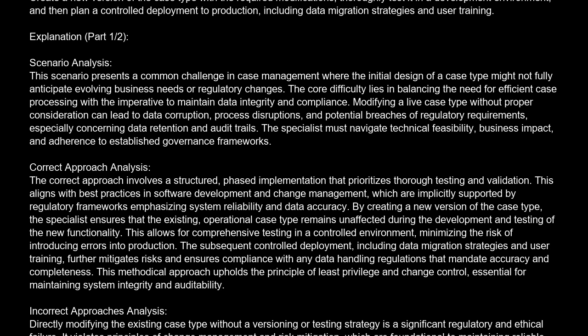The subsequent controlled deployment, including data migration strategies and user training, further mitigates risks and ensures compliance with any data handling regulations that mandate accuracy and completeness. This methodical approach upholds the principle of least privilege and change control, essential for maintaining system integrity and auditability.